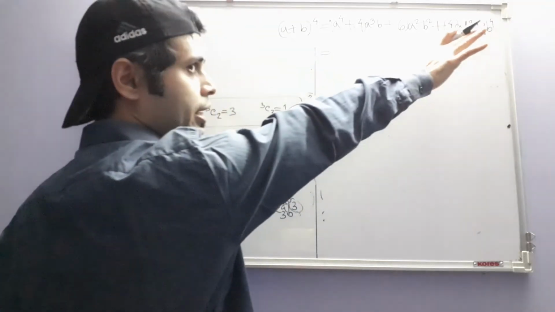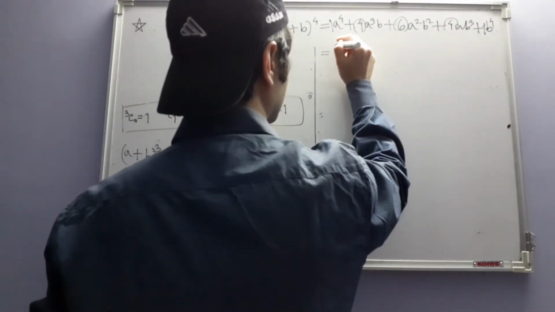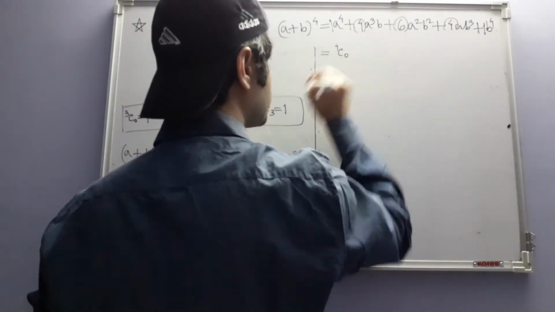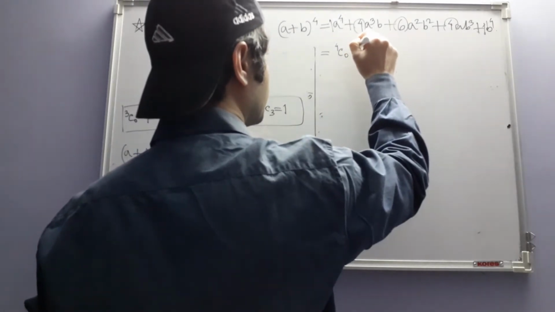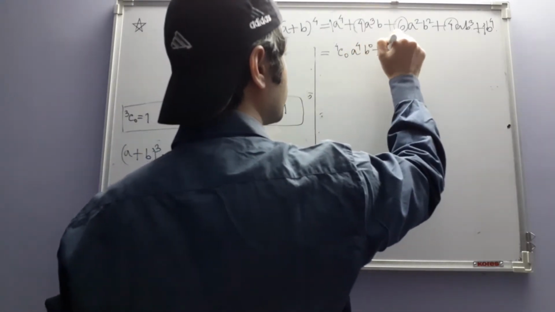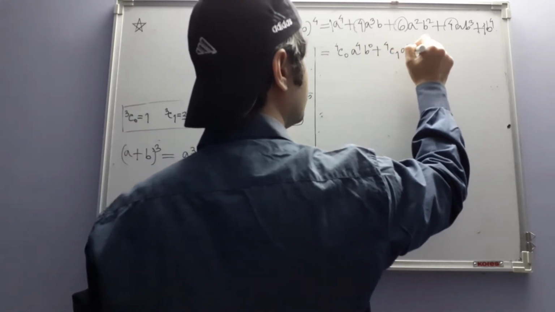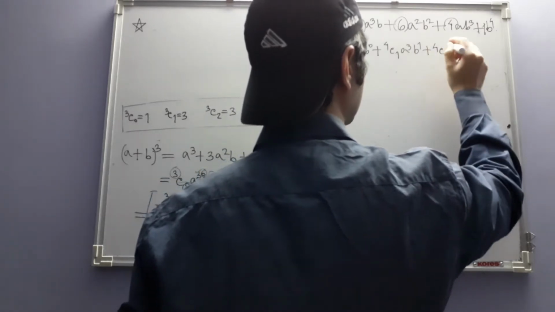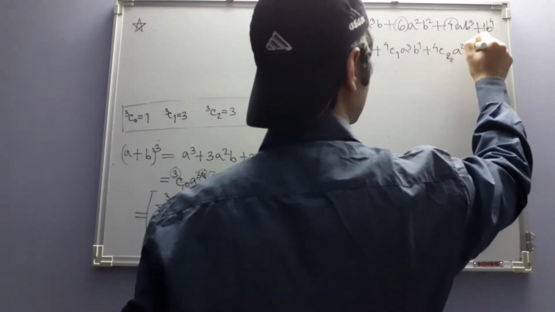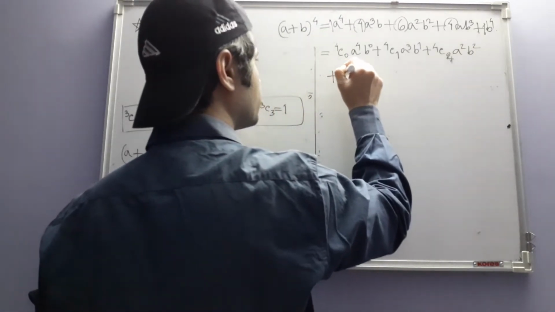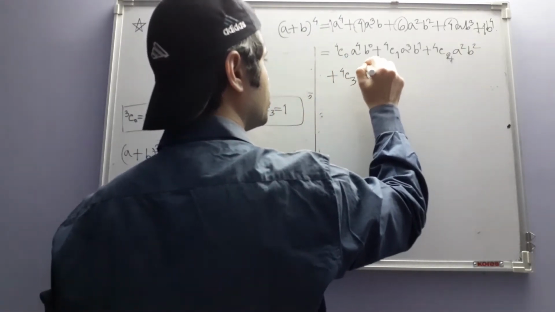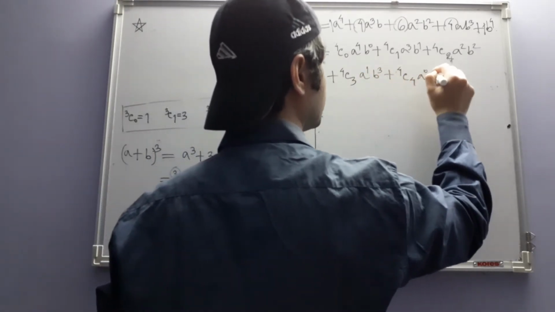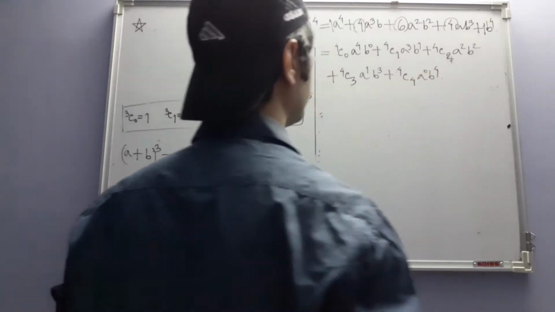Let us just first write the binomial coefficients. Since this is the fourth power, this is 4C0 a to the power 4 b to the power 0, plus 4C1 a cube b to the power 1, plus 4C2 a square b square, plus 4C3 a to the power 1 b cube, plus 4C4 a to the power 0 b to the power 4.